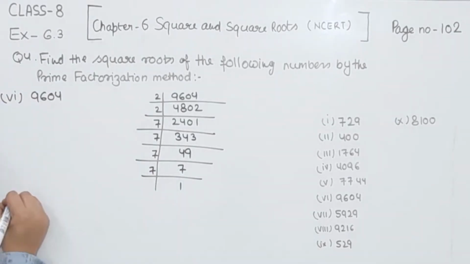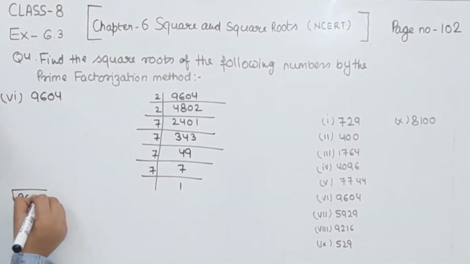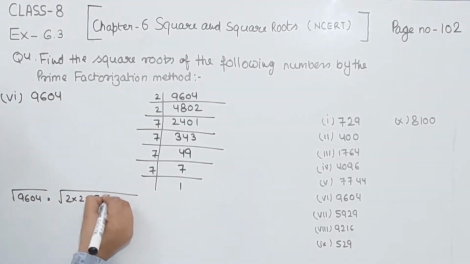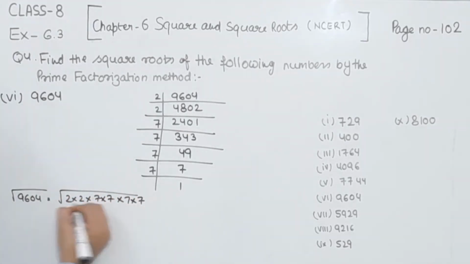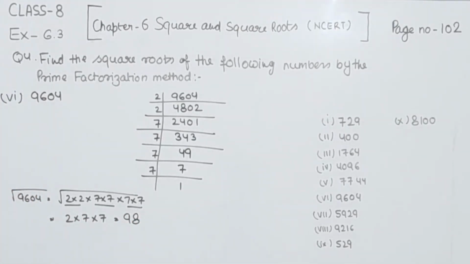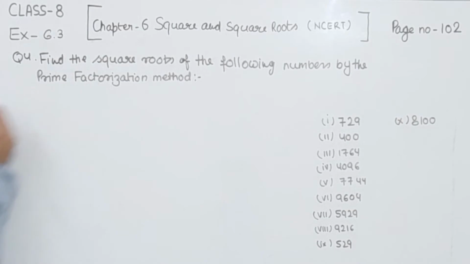So we are going to write here root 9604 is equal to the 2 multiplied by 2, 7 multiplied by 7 and again 7 multiplied by 7. So we are having this, this and this. We are having 3 pairs. Then 2 multiplied by 7 multiplied by 7. 7 7s are 49. 49 2s are is equal to the 98. So the square root of 9604 is equal to the 98. This is the part 6. Now comes to the part 7.